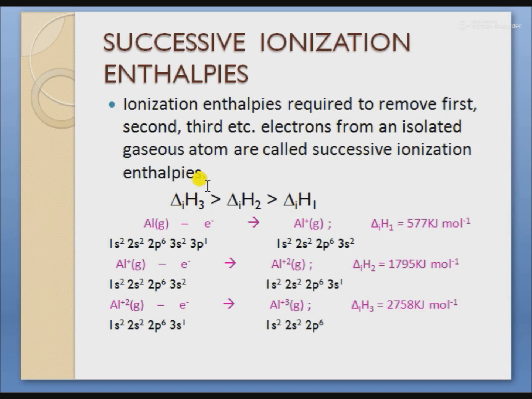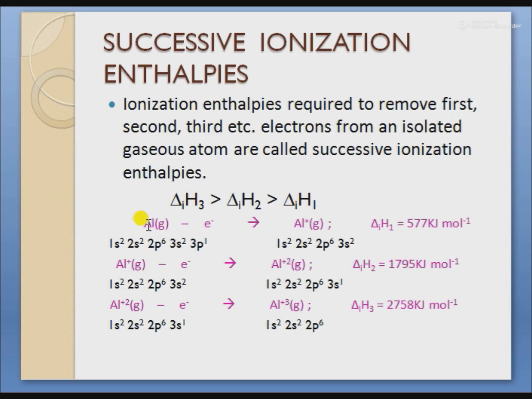Successive ionization enthalpies. Successive ionization enthalpies means the energy required to remove electrons in steps, that is, first electron, then second electron, then third electron from the isolated gaseous atom, and the energy required in different steps is called successive ionization enthalpies. And the third ionization enthalpy is always greater than the second ionization enthalpy, and it is always greater than the first ionization enthalpy. Let us illustrate this with an example.